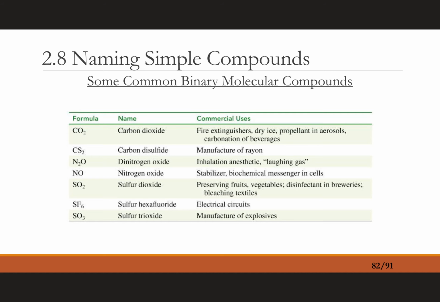Here's some more binary molecular compounds. Again, they have 2 elements only. Carbon dioxide, carbon disulfide, dinitrogen monoxide. And you can see what they're used for. Nitrogen monoxide, sulfur dioxide, sulfur hexafluoride, sulfur trioxide.